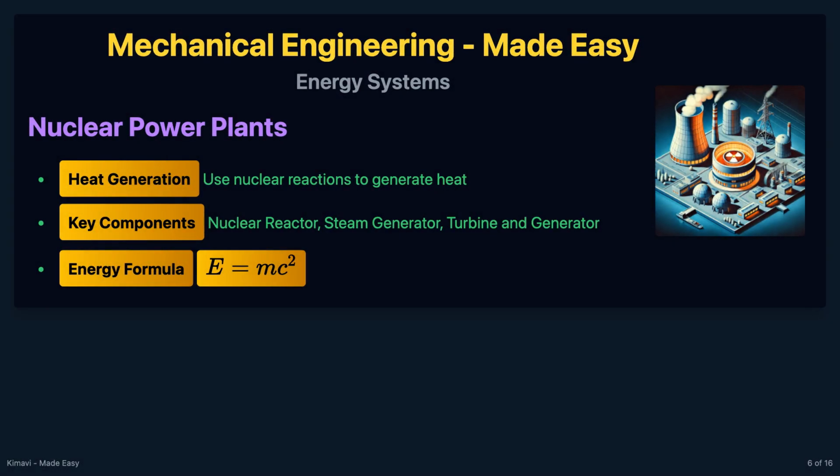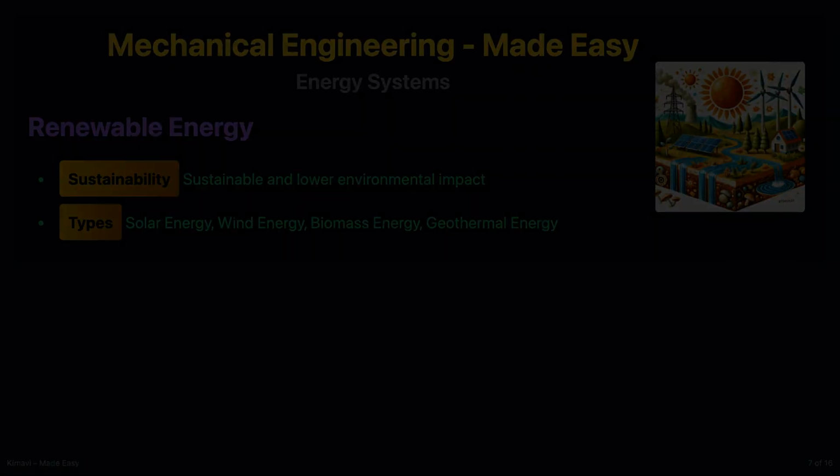Nuclear power plants use nuclear reactions to generate heat, which is then used to produce steam that drives a turbine connected to a generator. The key components include a nuclear reactor, a steam generator, and a turbine and generator. The energy released during nuclear fission can be calculated using Einstein's equation, E equals mc squared, where E is the energy in joules, m is the mass in kilograms, and c is the speed of light, approximately 3 times 10 to the power of 8 meters per second.